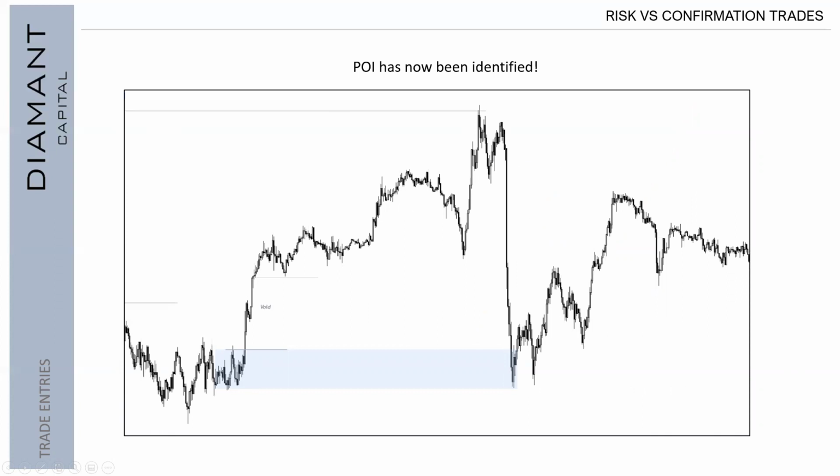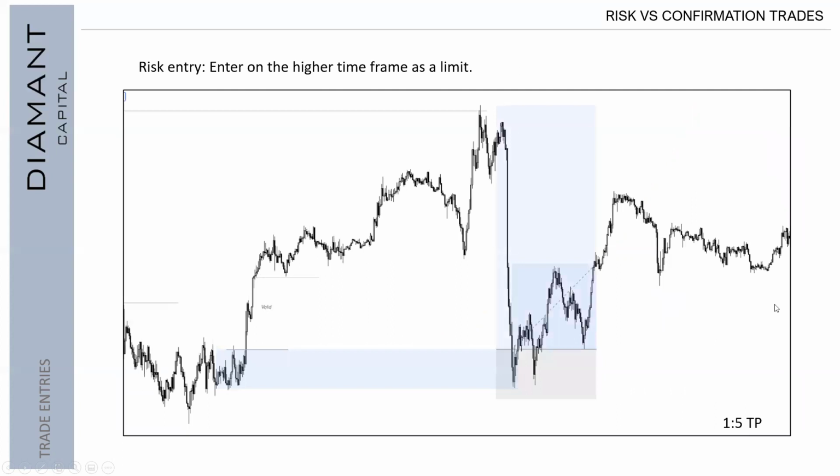Now, how can we enter this? So a risk entry, enter on the higher time frame as a limit. That's exactly what you can do here and aim for them highs right there. This would be a perfect entry, with a stop loss just below them lows as well. You've got this perfect area of consolidation, and then you'd aim for them highs. Maybe just a bit of profit taken at the liquidity void, but that's all good.